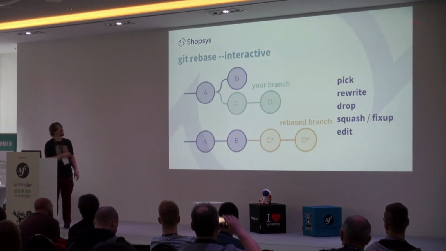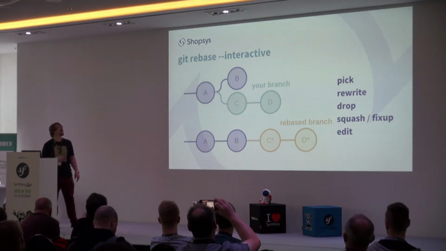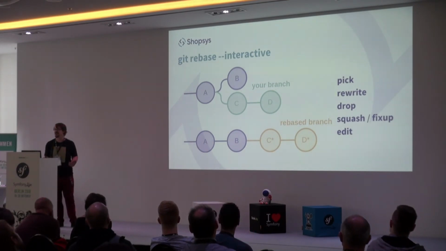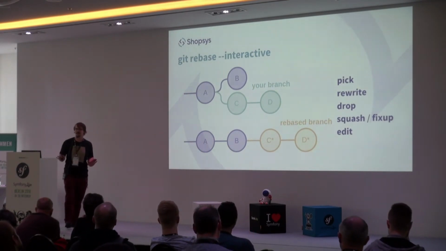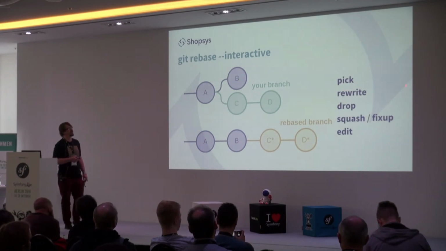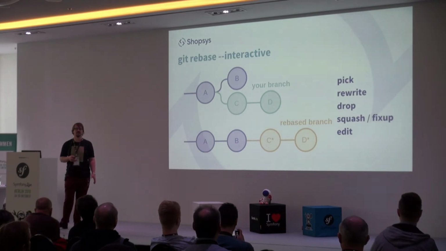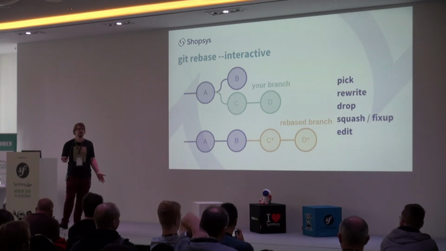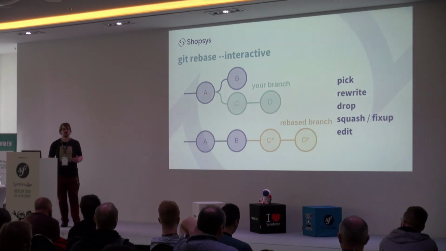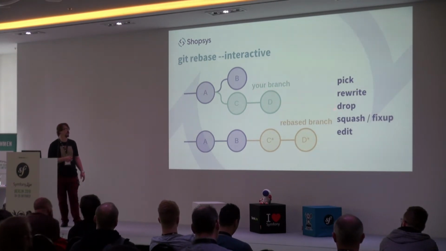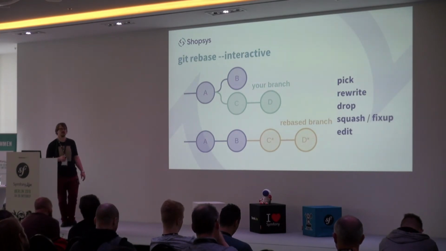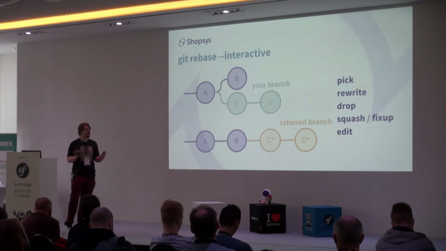Yeah, so these commands. The pick is the default one. It will just apply the changes like nothing happens, like a regular rebase. The reword allows you to just rewrite the commit message. It's really nice when you have a typo in your commit message or you want to add some details to it. So we can just write reword. It will prompt you with the commit message screen, and you can edit that.